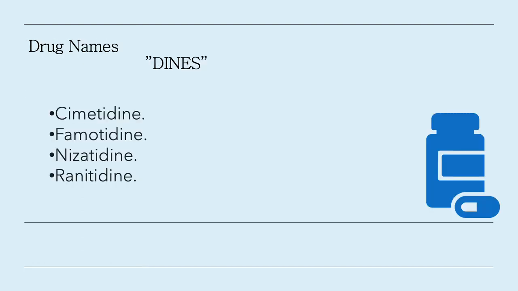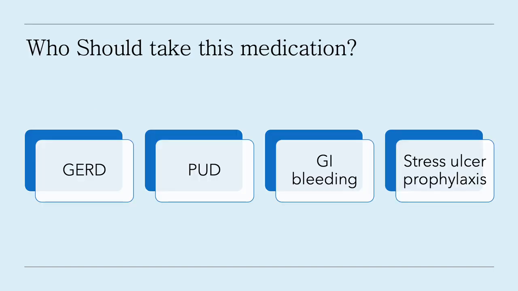So the drug names that are in this class are the DINES. So that is the way to remember. They all end in DINES. So the first one is cimetidine, famotidine, nizatidine, and ranitidine. So the best way to remember these medications, they end in DINES. So who should take this medication? Patients with GERD, peptic ulcer disease, GI bleeding, and stress ulcer prophylaxis.